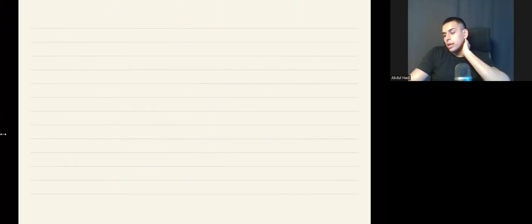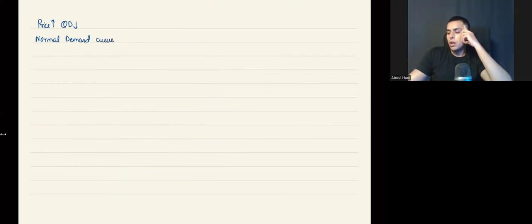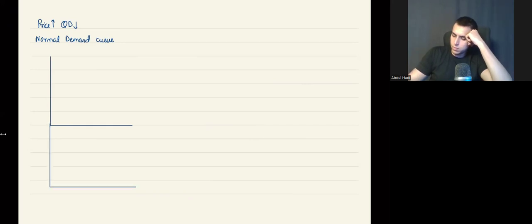Now, let's say I am drawing a diagram of increase in price, and we are talking about normal demand curve, which says that if the price level is rising, the quantity demand for that good will fall, proving a negative relationship. This is normal demand curve. Now, let's draw the fatwa first.